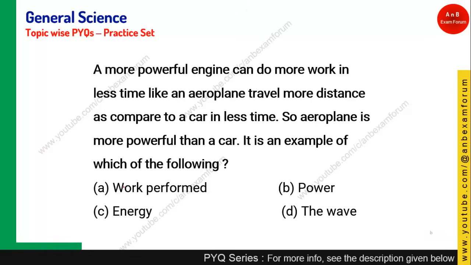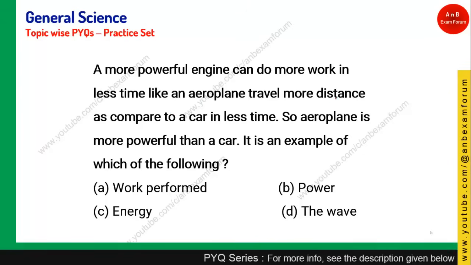Let's see the next question, a theoretical one. Let's read it. A more powerful engine can do more work in less time, like an aeroplane travels more distance as compared to a car in less time. So aeroplane is more powerful than car. It is an example of which of the following?